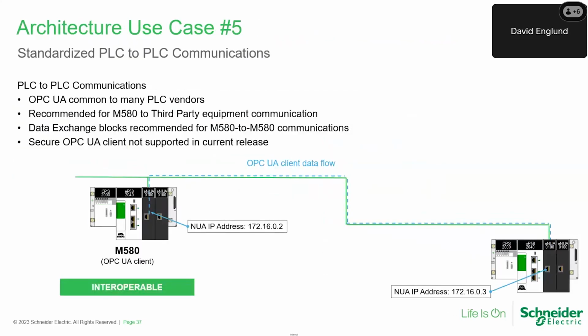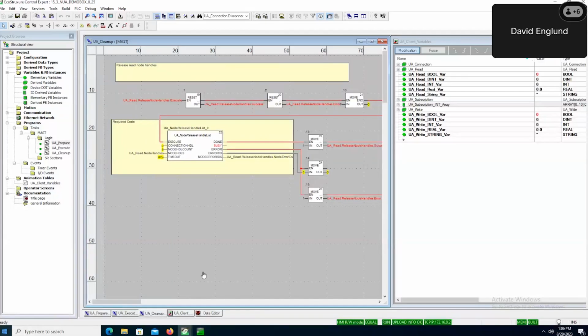Before jumping into the demo, I just wanted to recap the architecture that's being used. The M580 on the left with the BME NUA card at 172.16.0.2 will be using the OPC UA client instructions to connect to the BME NUA OPC UA server at 172.16.0.3. So now I'm going to bring up the VM where I have a couple instances of Control Expert running.